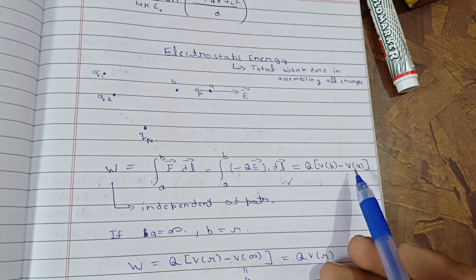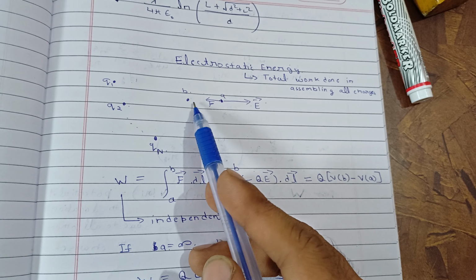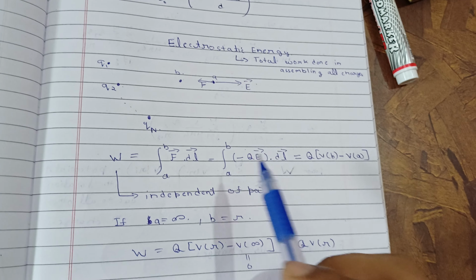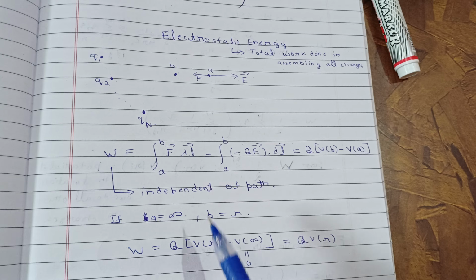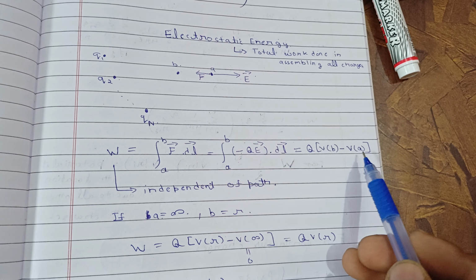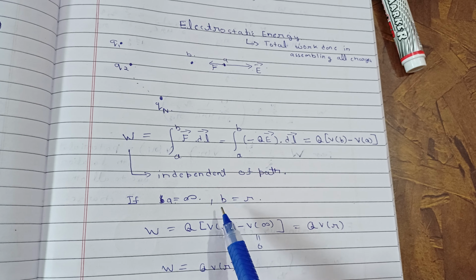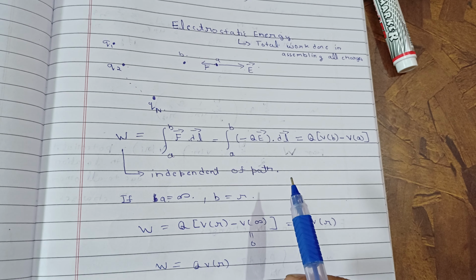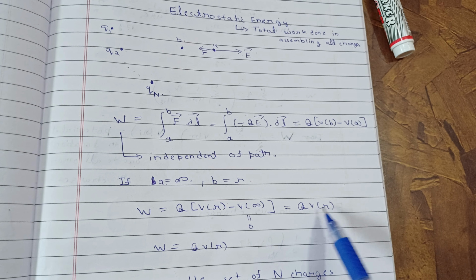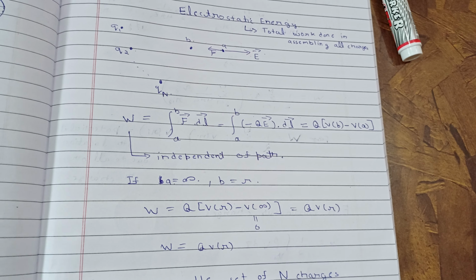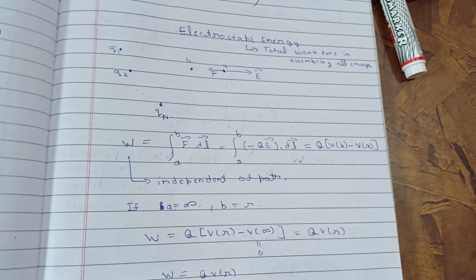Now if we assume that point A is at infinity and we are bringing that charge to point B, which is at distance r, at position vector r from the origin, how can we find the work done? We assume that at infinity the potential is 0, and we need to find VB. Taking B equal to R, at distance R from the origin, W equals Q times (VR minus V infinity), so equal to Q VR. This will be your work done, or the electrostatic energy for that charge Q at point B.